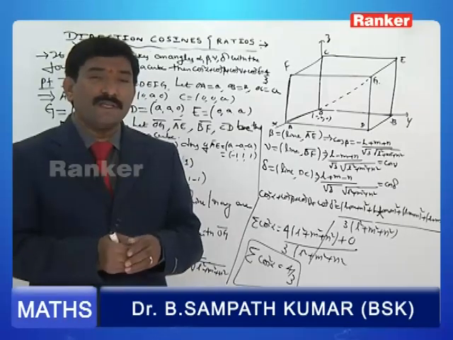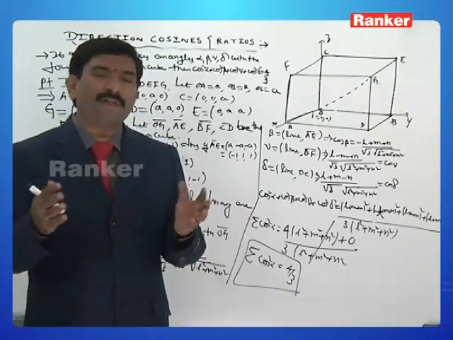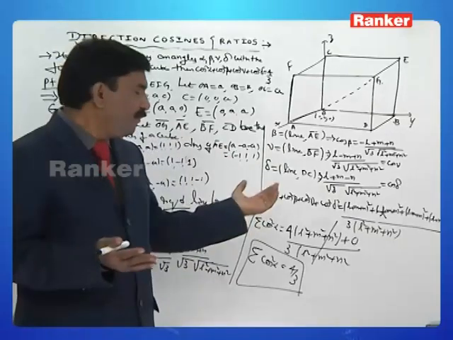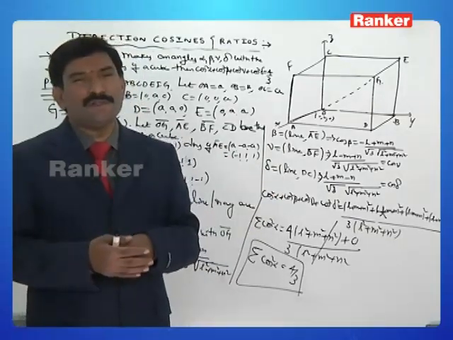Next, if a line makes angles alpha, beta, gamma, delta with the 4 diagonals, then we have proved sigma cos square alpha equals 4 by 3, right?